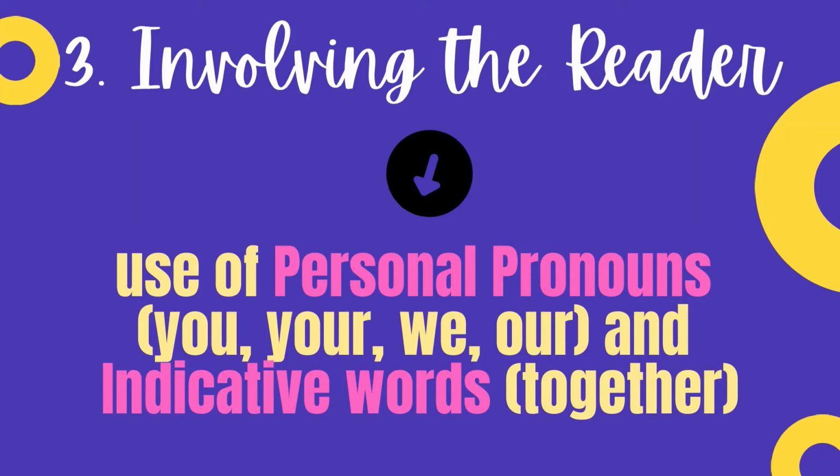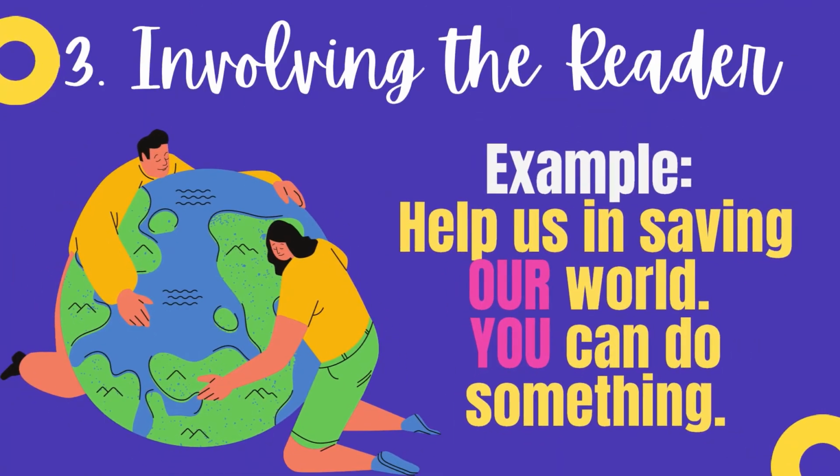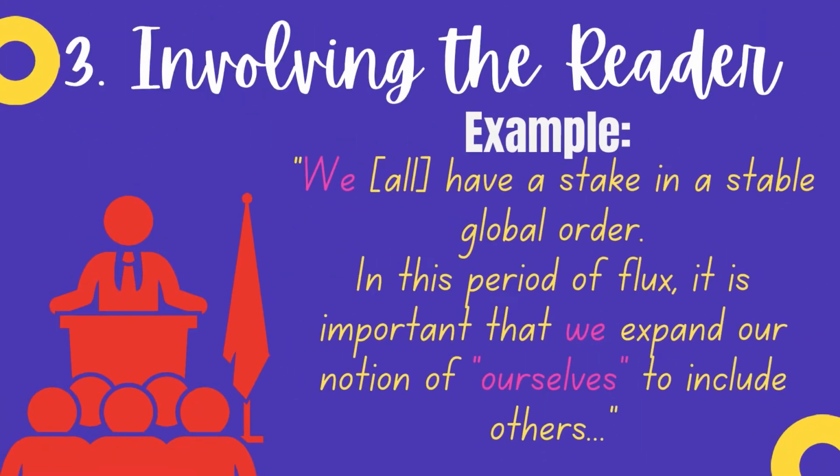Third is involving the reader. This is done through the use of personal pronouns like you, your, we, our, and indicative words like together. These words establish connection with the author and the reader. If the writer will say, "Help us in saving our world, you can do something," the reader will feel that the issue is personal and important for him or her. Likewise, using we and ourselves in the given example makes the readers or listeners feel their importance in solving a problem or issue.